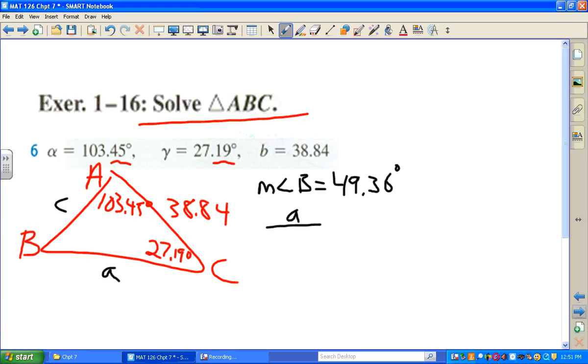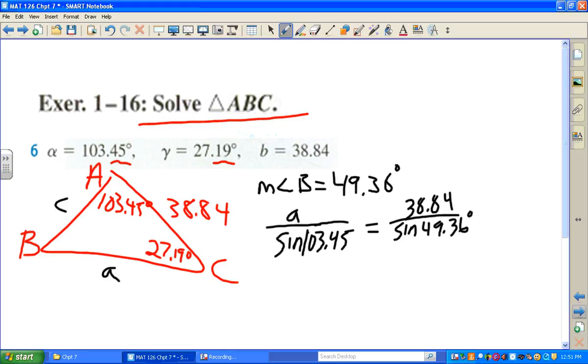A over the sine of 103.45 equals, let's see, 38.84 over the sine of 49.36. Obviously on this one I have to use something that I found because I don't know the other side as well.